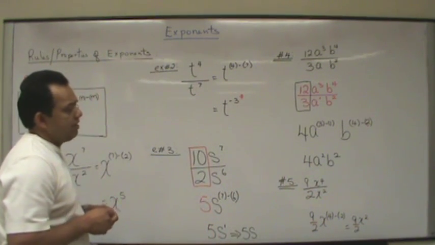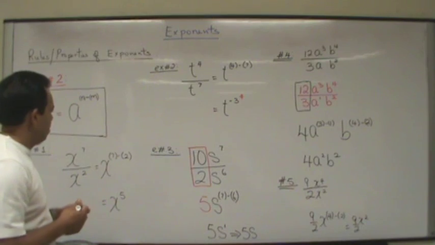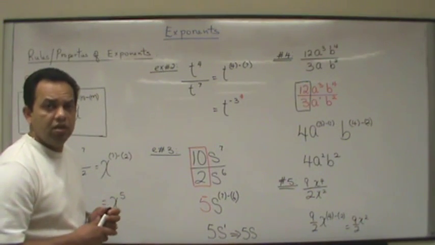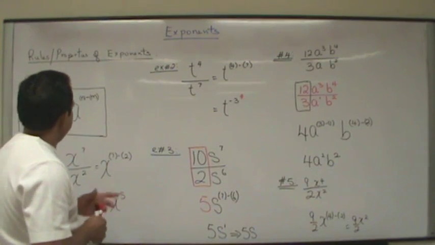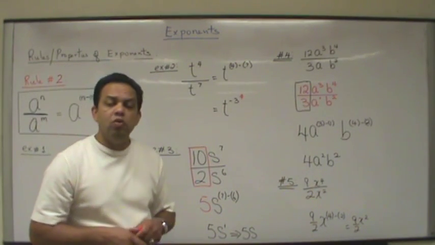So we've looked at 5 examples, and you can practice more of them from the textbook. We'll take a short break and we'll move on to the third rule of exponents.